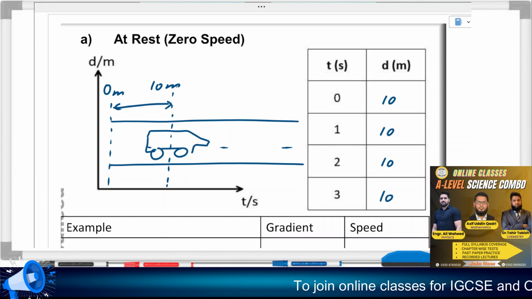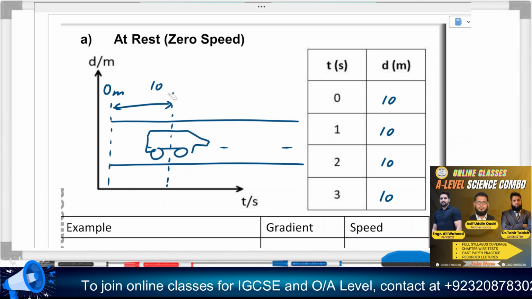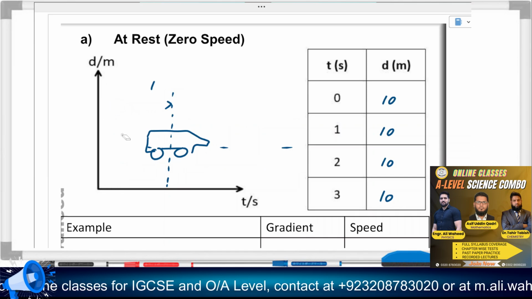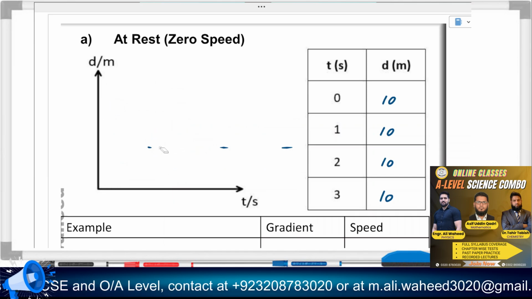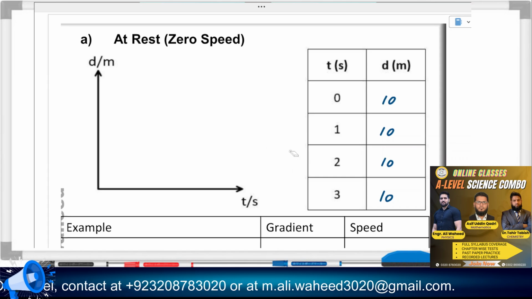Exactly. The vehicle is not moving at all. It's at the same position, so distance is not being covered. Whatever the distance was covered already, it's not changing anymore. So the vehicle must not be moving.